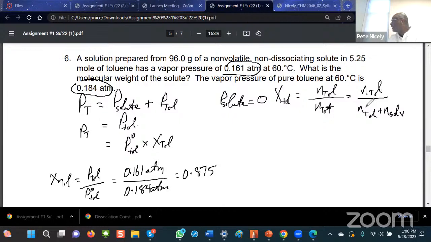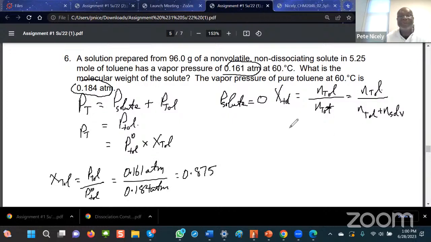Now, here's where things get a bit tricky, because what we need to do is find out the total number of moles of toluene based on this setup. And the number of moles of solute, I should say, solvent, I should say, based on this setup. So how do we do that?